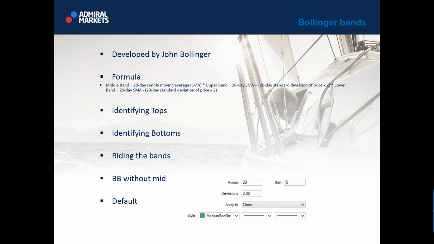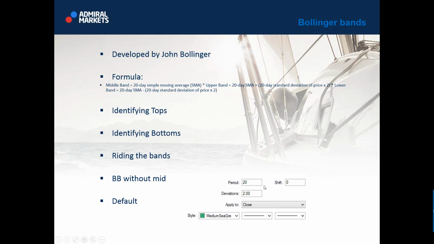So the thing is, John Bollinger created bands with a 20-day SMA in mind. This is the formula: the upper band equals the 20-day simple moving average, SMA, plus the 20-day standard deviation of price times a multiplier. So this is the formula. But we need to make some changes to this, not to this formula, but to the application of Bollinger Bands.